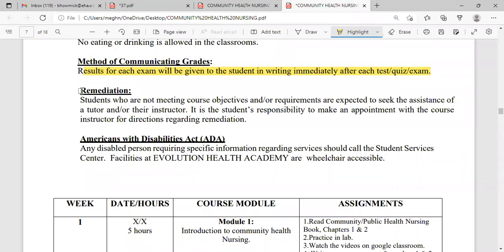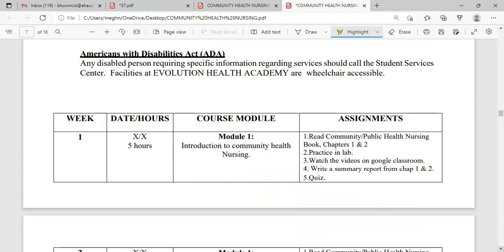So what is the system for remediation? What should we do? Students who are not meeting the course objectives and requirements are expected to look for assistance or a tutor and their instructor. It is the student's responsibility to make an appointment with the course instructor for further direction. Now here is the Americans with Disabilities Act and its rules.